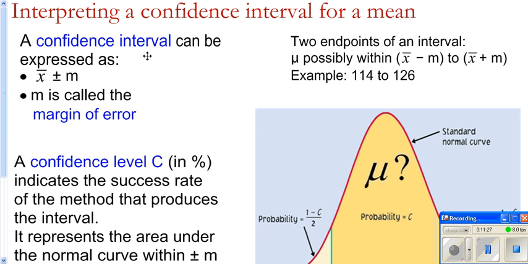Now, confidence intervals are often written in the form of x bar, the mean of your sample, plus or minus m, your margin of error. Sometimes it's also written in terms of your 2 endpoints, where your first endpoint is the mean of your sample minus your margin of error, and then it goes all the way up to the mean of your sample plus your margin of error. Like you might say it's from 114 to 126.